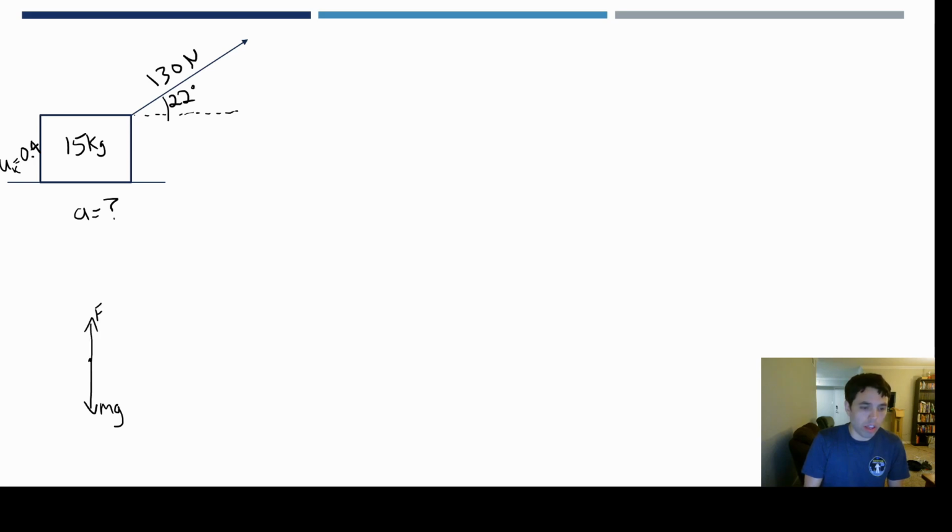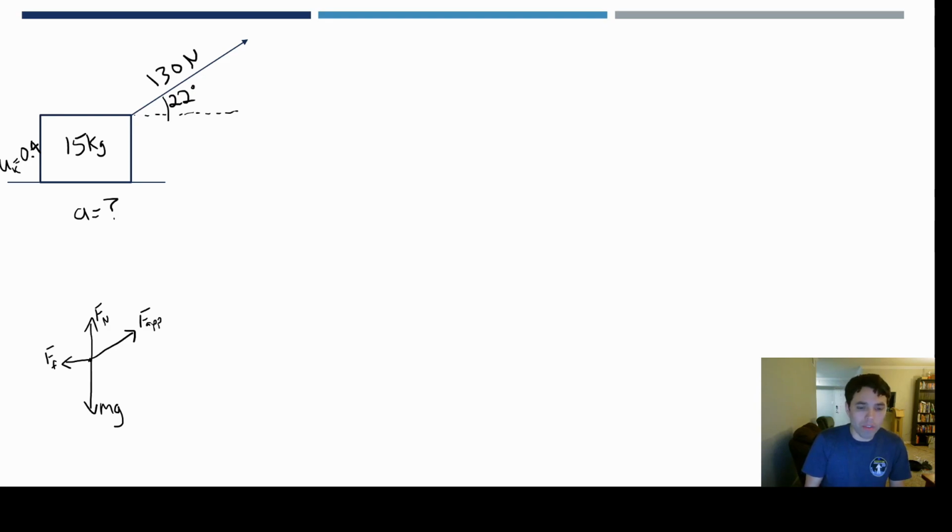I call that Fn for normal force. We have an applied force, so someone's pushing and pulling the box at an angle right here. I'm going to call that force applied. And then we're going to have friction force back this way, opposing the motion, right there. So that's our free body diagram.